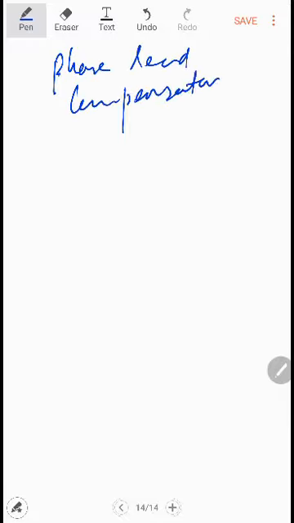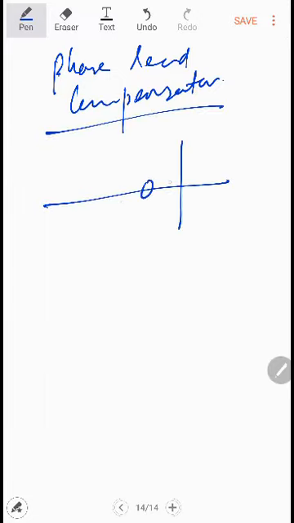So we know that in the phase lead compensator, the zero will be near to the imaginary axis. We have to remember this one. If we do not remember why it is phase lead, phase lead is actually coming from the PD.